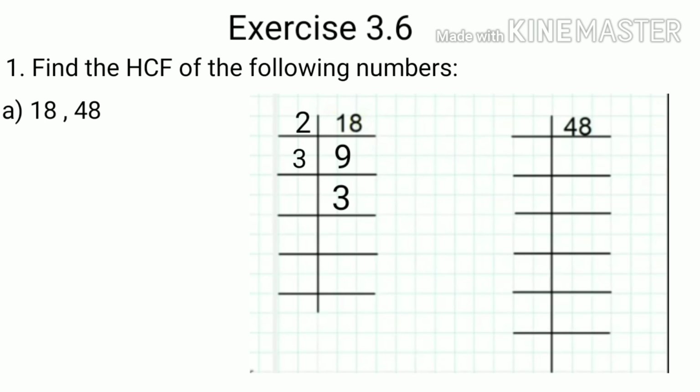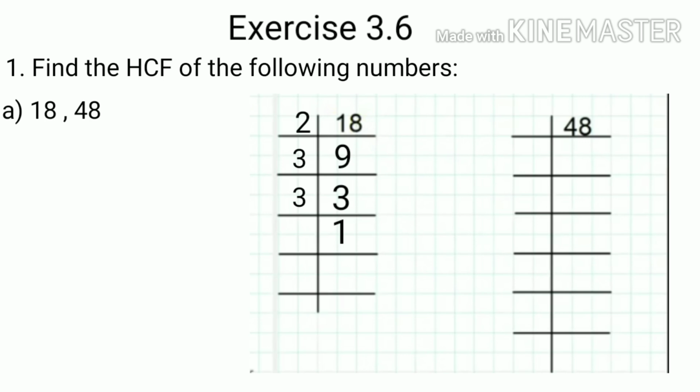Now we need to find a prime number which can divide 3 exactly. So 3 itself can divide 3 exactly. When 3 is divided by 3, we get 1 as the quotient. So the prime factorization of 18 is done. And the prime factors of 18 are 2, 3, and 3. Now we will do the prime factorization of 48.